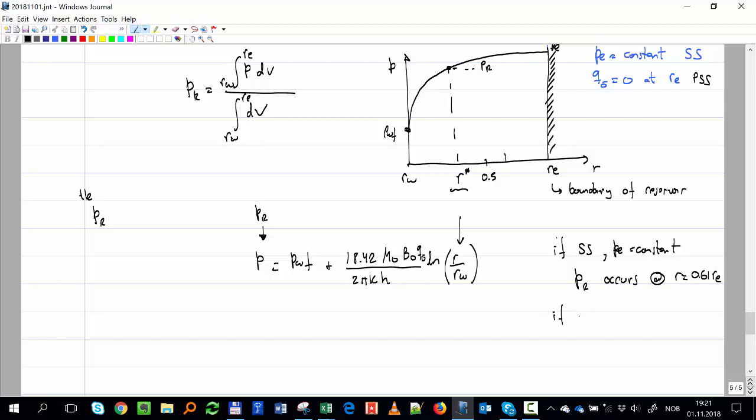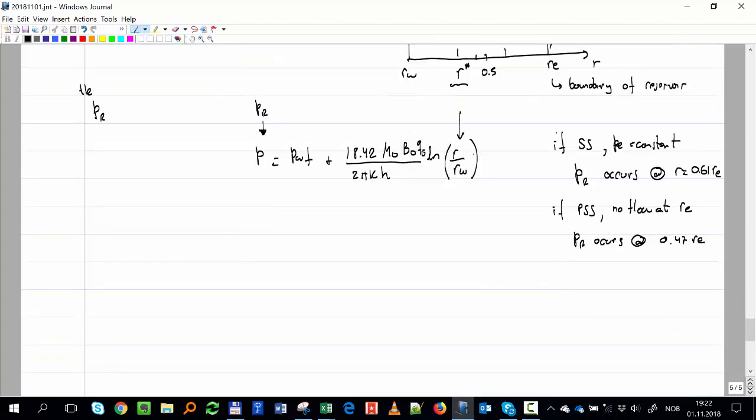Now, the other case, if I'm in pseudo-steady state, that means no flow at RE, that the reservoir is isolated and is going to decline with time. In that case, PR occurs at 0.47 RE, okay, which is a bit less than half. Again, the same thing: if I punch there and measure, that's the pressure the reservoir has.